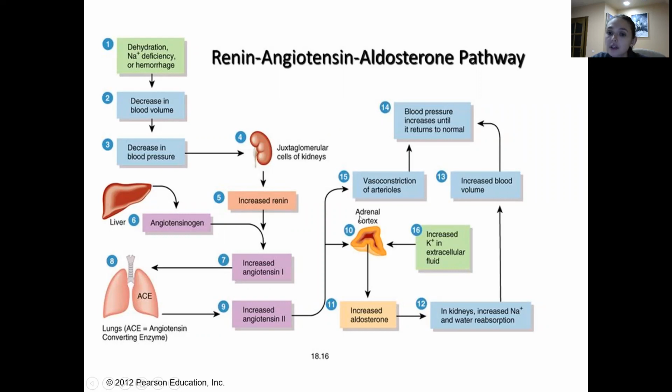Second of all, it will influence the adrenal cortex, and the adrenal cortex is going to release aldosterone. Now, what is the function of aldosterone? Aldosterone will affect the kidney, and it will be responsible for increasing reabsorption of sodium. As a result, blood volume will increase, so it will also help increase blood pressure. Besides this, it increases reabsorption of sodium and excretion of potassium. So the level of potassium in the blood is going to decrease.